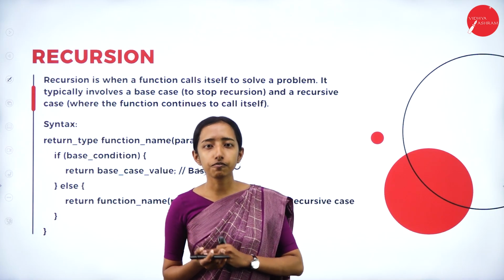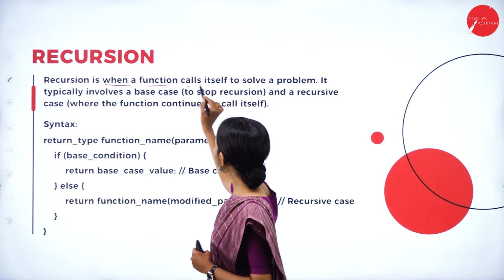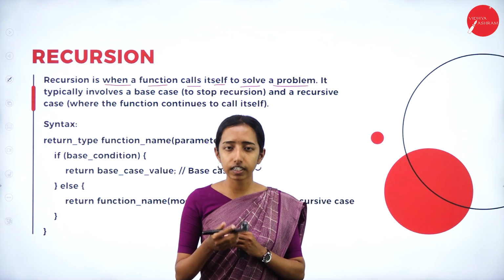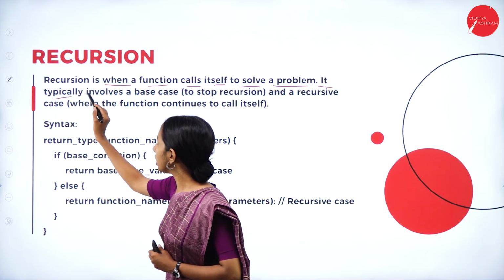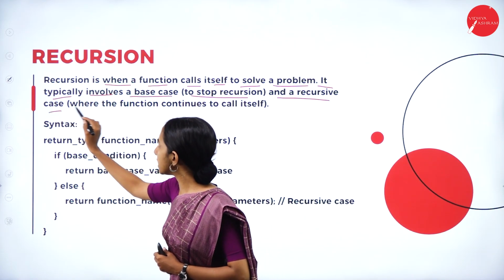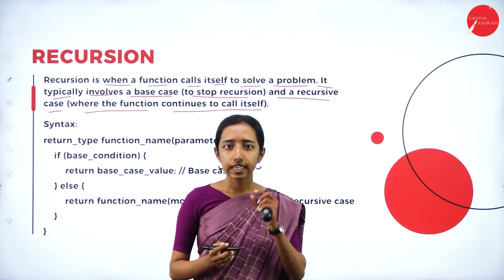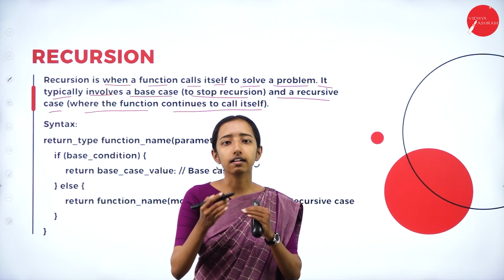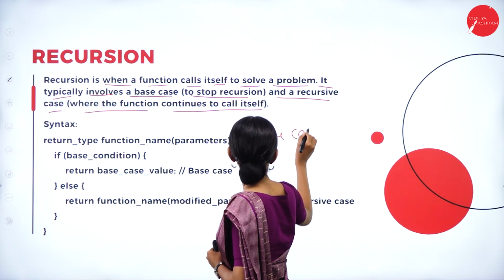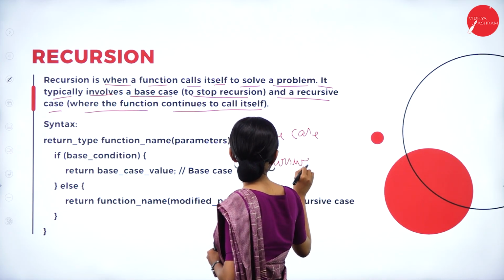So what is a recursive function in C++? Recursion is when a function calls itself to solve a problem. It typically involves a base case to stop the recursion and a recursive case where the function continues to call itself. So a recursive function contains a base case as well as a recursive case.